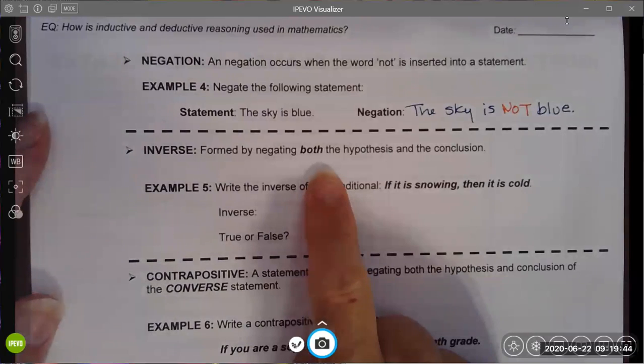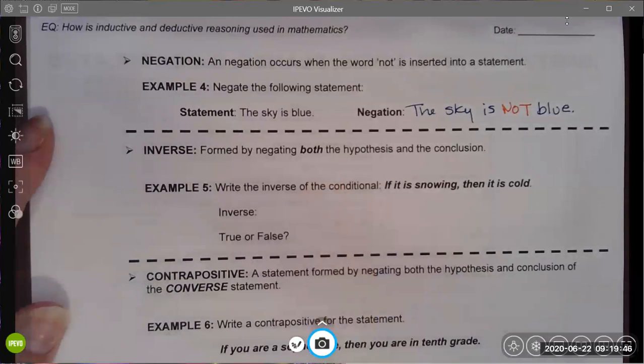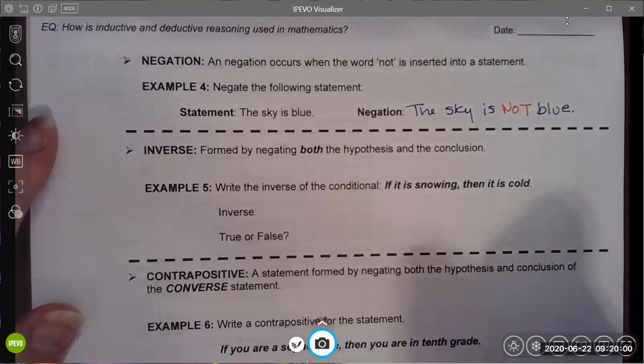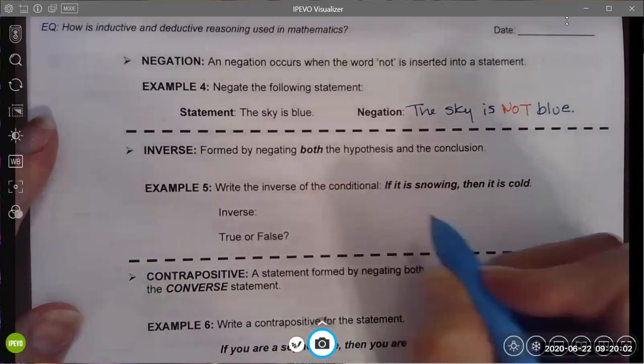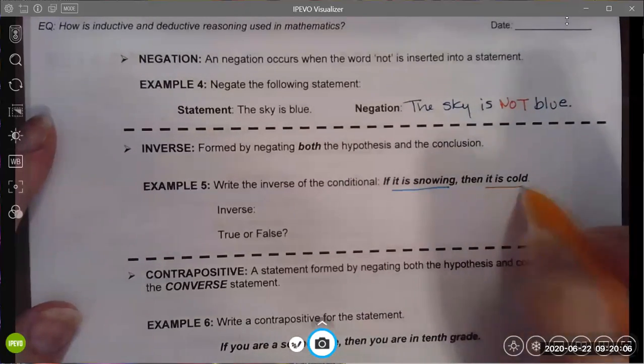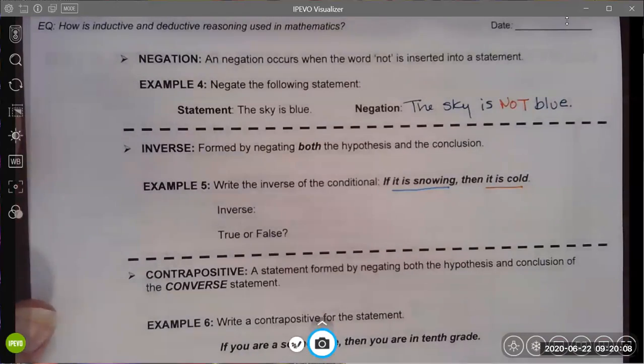Inverse uses negation, and that's why we spoke about it. An inverse is when I take a conditional statement and I negate both the hypothesis and the conclusion. So I'm going to add the word not twice to my statement. We're going to do an example here. If it is snowing, then it is cold. We keep going back to that example. We know that this is the hypothesis, and we know that this is the conclusion.